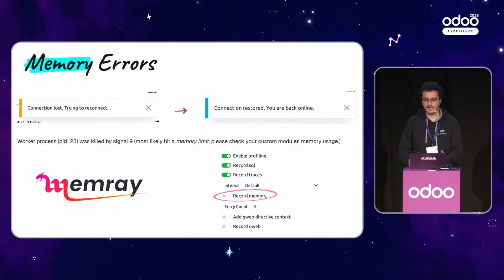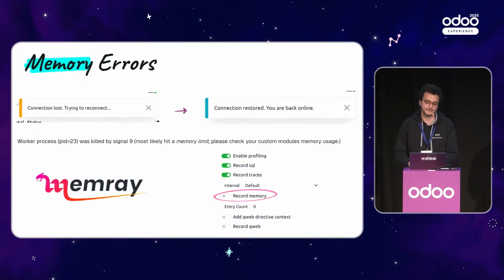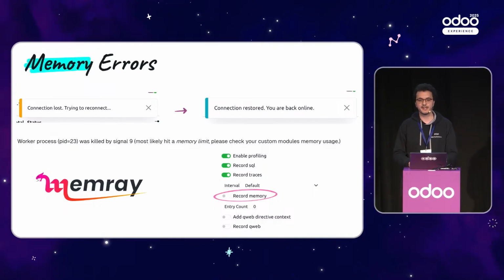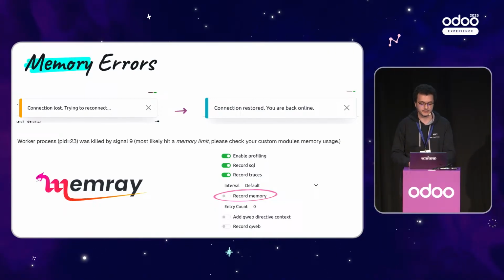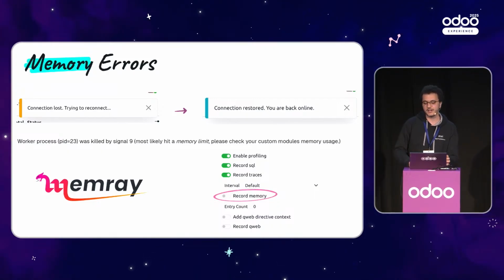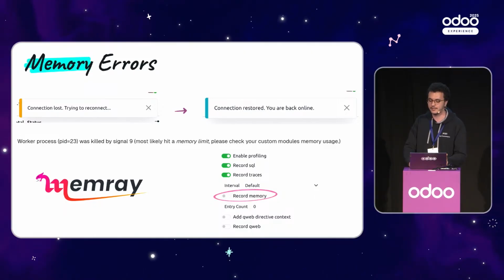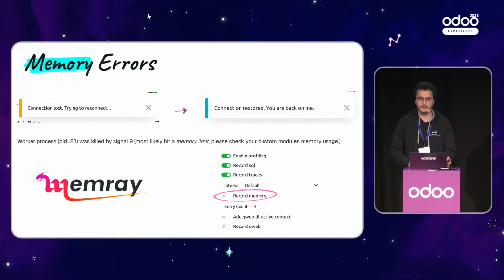Memory errors are kind of funny to investigate because you just have in the logs that they happened, and that's it. You know the PID, but you don't know which request was making it. The only way to actually find them is the symptom of a notification saying that you've lost connection to your server, and then the connection was restored immediately after you did some flow.